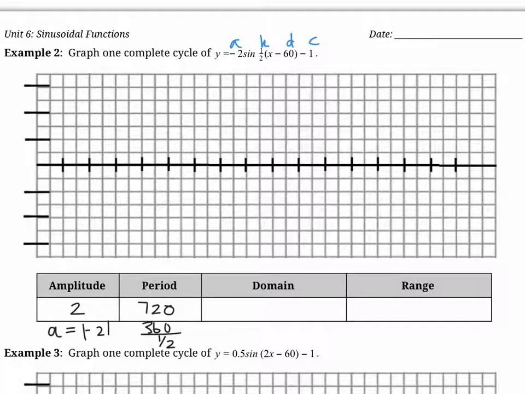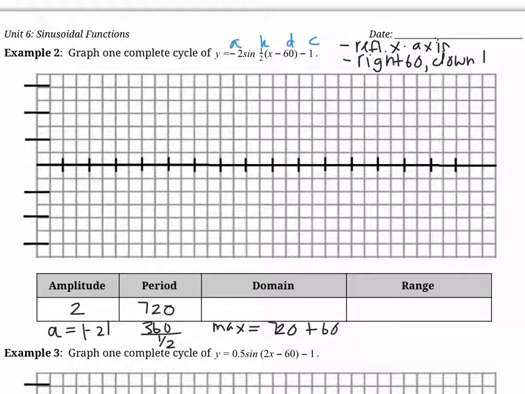So we also have some more transformations going on. We have this negative here, which means that we are going to have a reflection in the x-axis. Okay, and then our d value is 60, which means we're going to move it to the right 60. So right 60 degrees. And we're going down 1 unit. So that's because our c value is -1. So planning this out, we know that in terms of our domain, because we're only graphing one cycle and our period is 720, the maximum x value we should have had is 720. But because we're moving to the right 60, we got to add 60 degrees to that, which means our max is actually going to be 780 degrees.